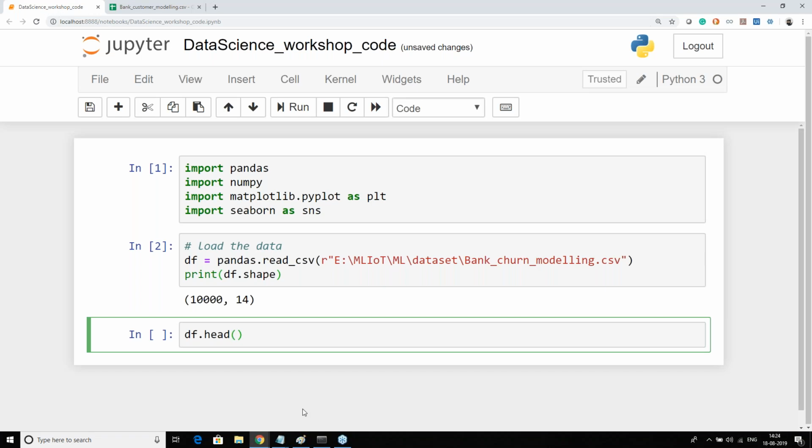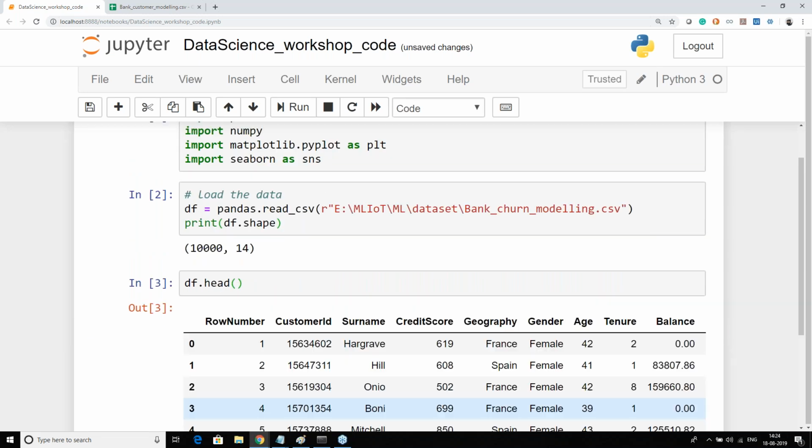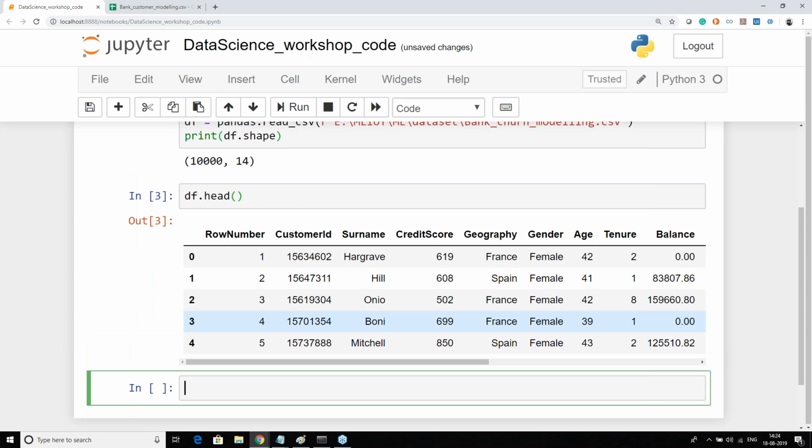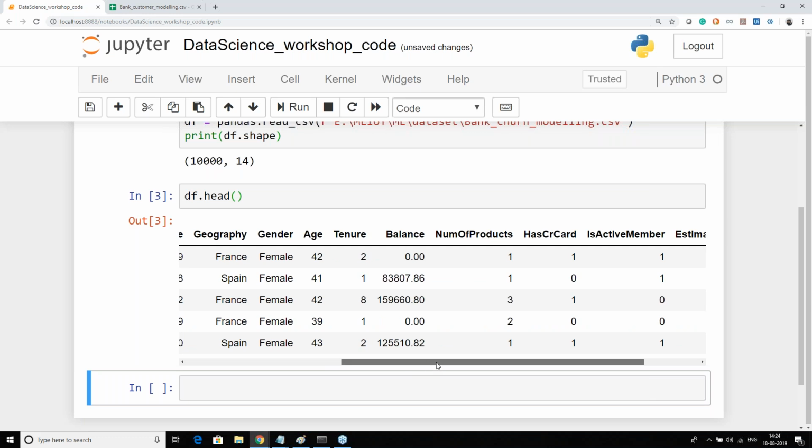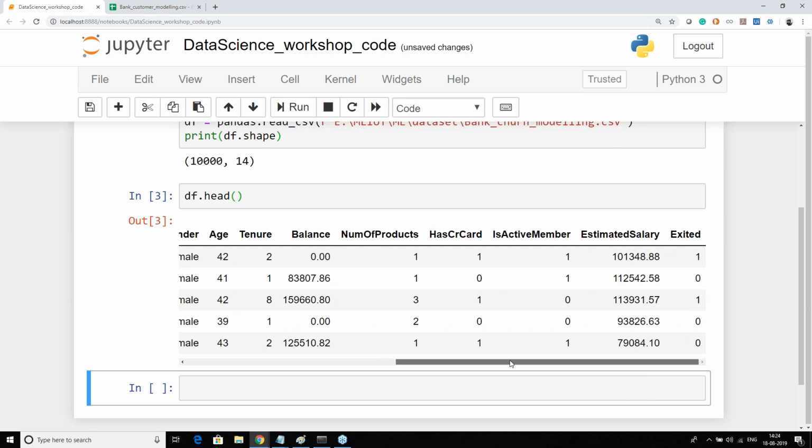Come back here. So there's a question: what is df.head going to do? Well, in cell number 2, we are trying to load the data. So df.head is going to help us see the top 5 rows so that we can understand the data structure. So these are the top 5 rows we have, with all the columns: row number, customer ID, surname, credit score, geography, gender, age, tenure, balance, number of products, credit card, is active member, and salary.